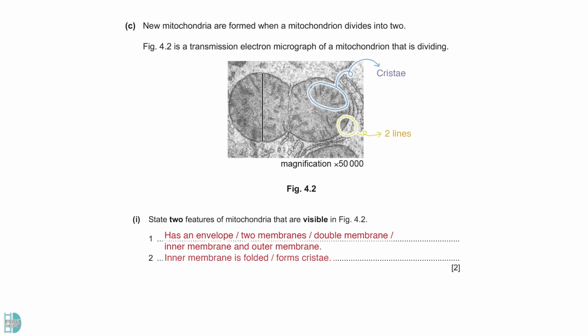The projections pointing to the center are the folded inner membrane. They form cristae. Those small faded dots inside are the ribosomes. The matrix can also be seen. It is the gray fluid-filled part in the center of the mitochondrion.